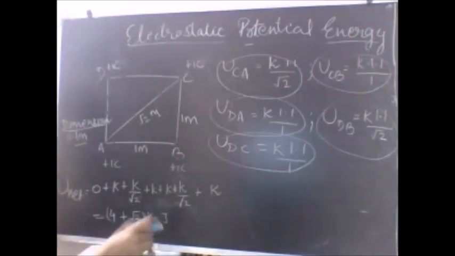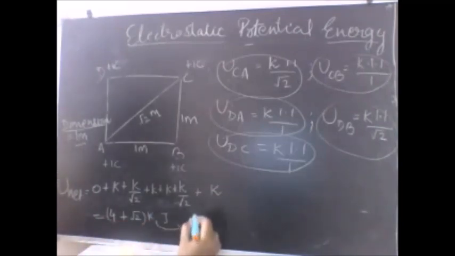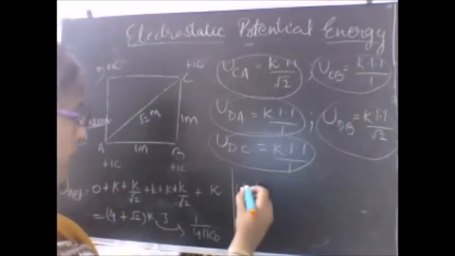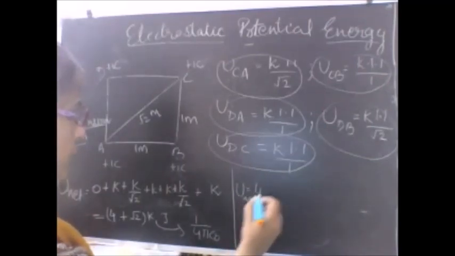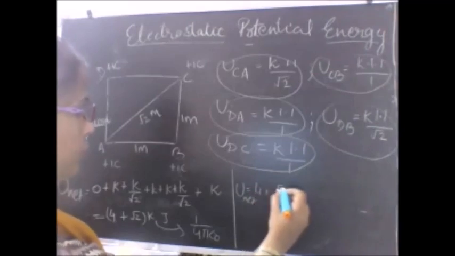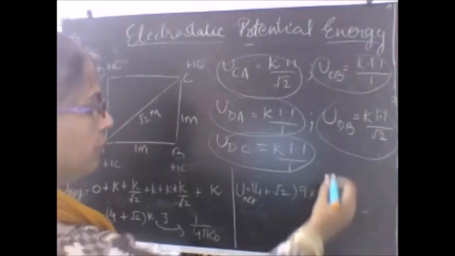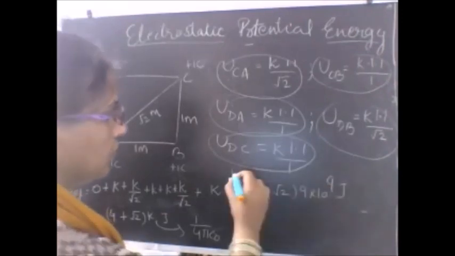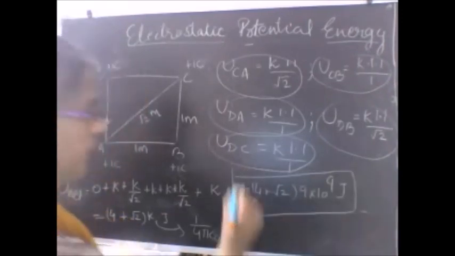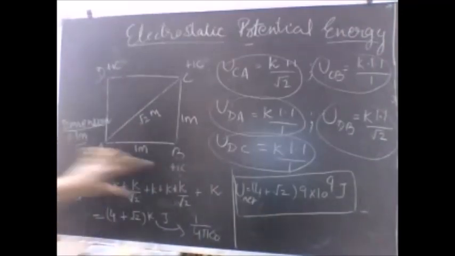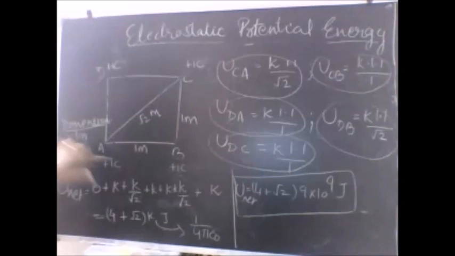Here K is 1 by 4 pi epsilon naught. So let us solve it further. What we will get here is net potential energy is equal to 4 plus under root 2 into 9 into 10 raised to the power 9 joule. That means this much of the energy is stored in this system, which is having these 4 charges at the 4 corners of a square.